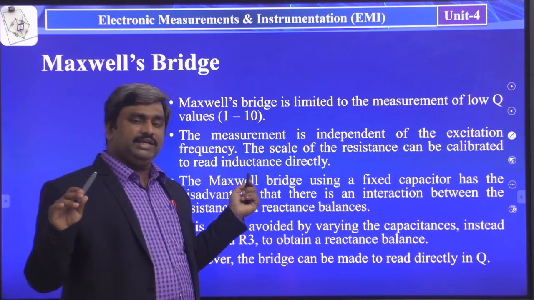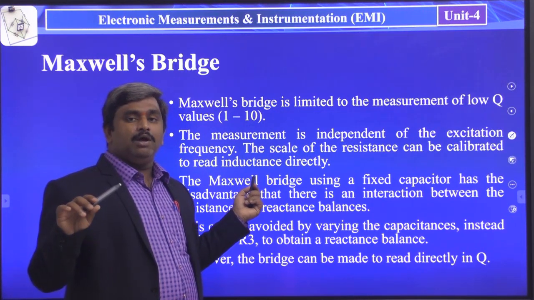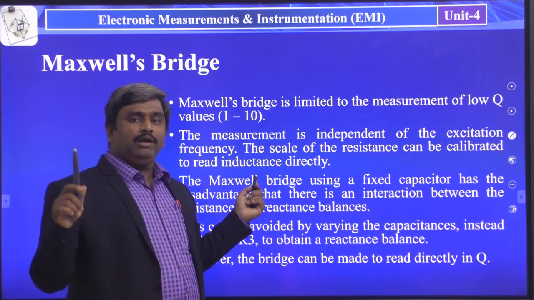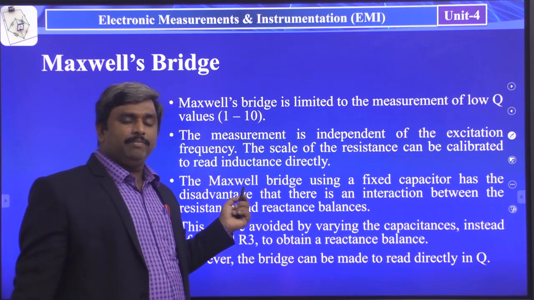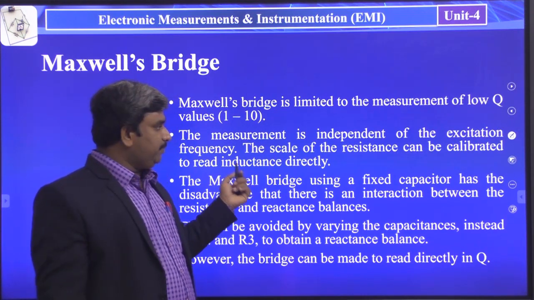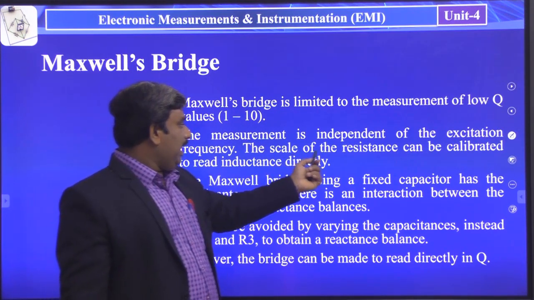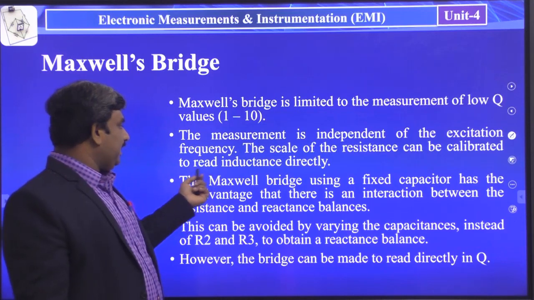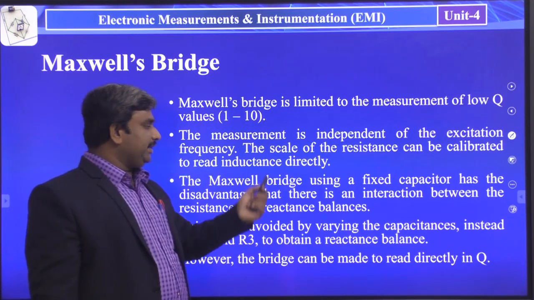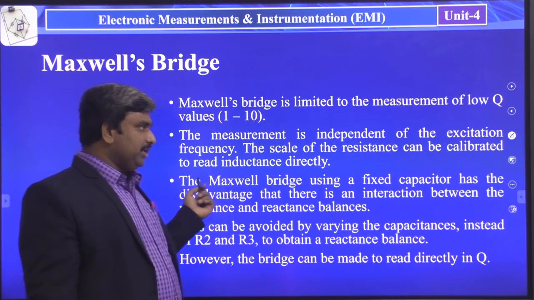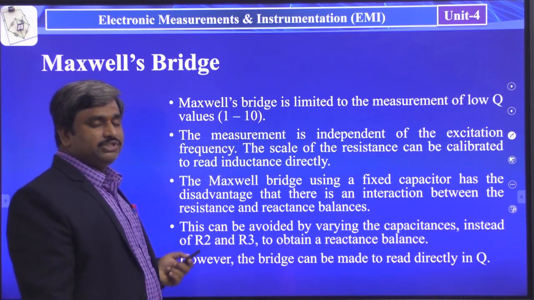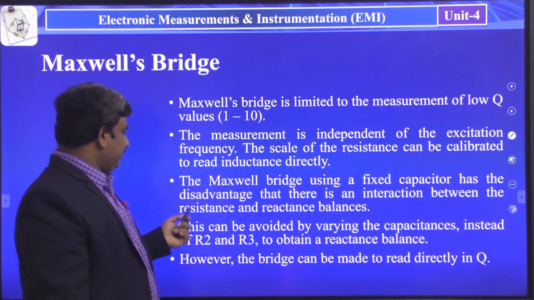In the previous inductance and capacitance measurement bridges, the measurements depended on frequency when measuring the Lx and Rx values. But here it is independent. And the scale of the resistance can be calibrated to read the inductance directly. We are measuring the inductance directly, with no necessity of depending on a resistance calibration process.